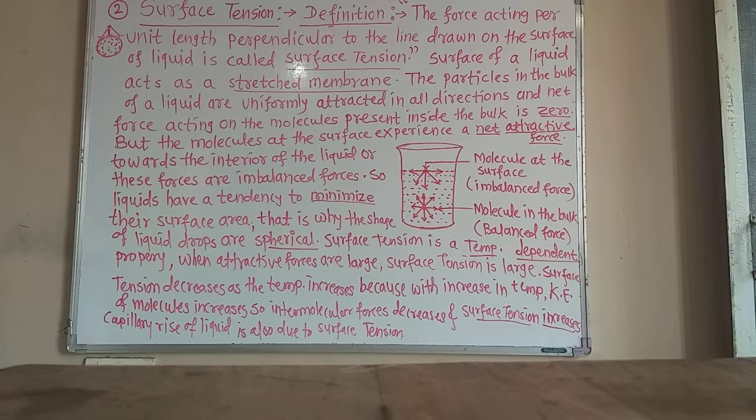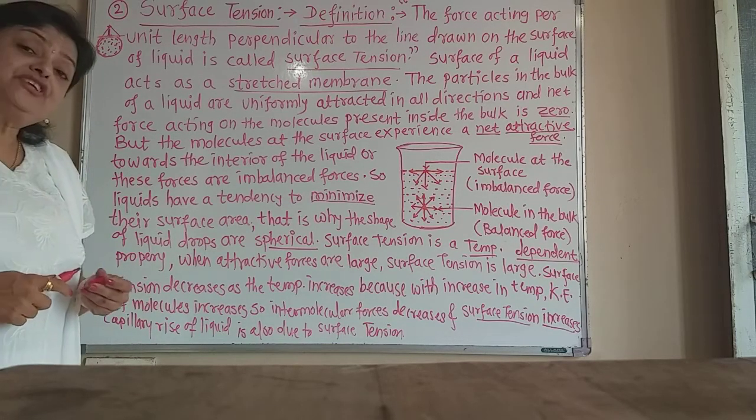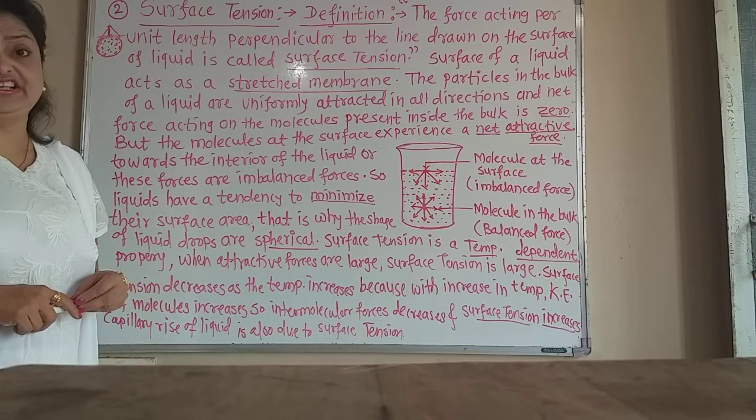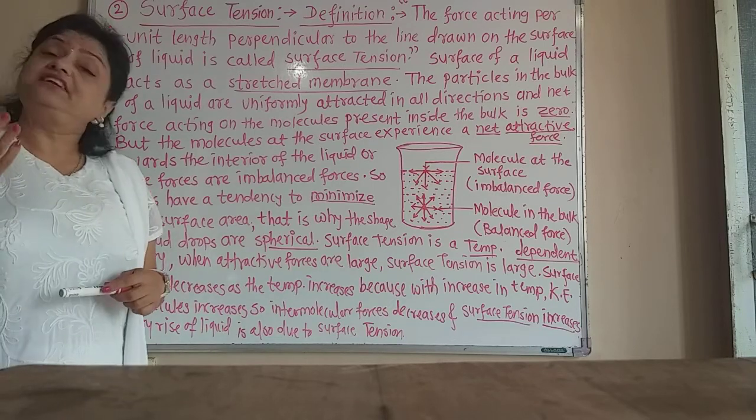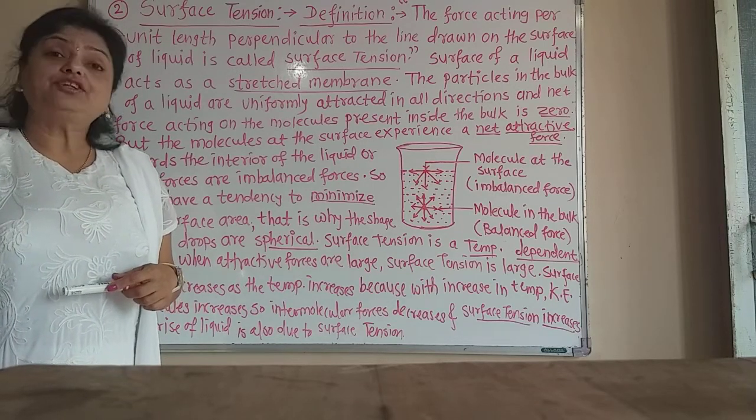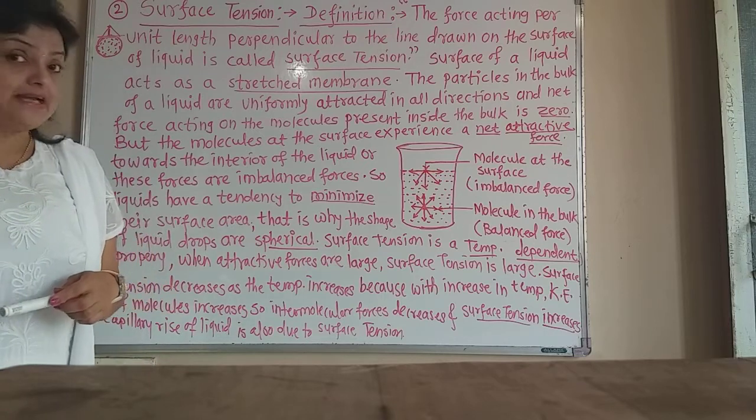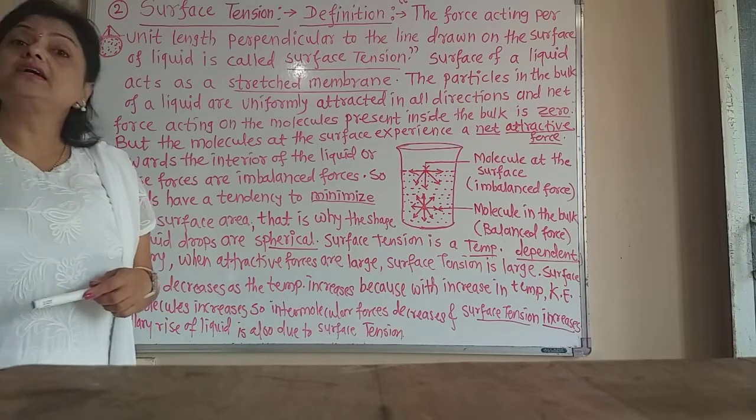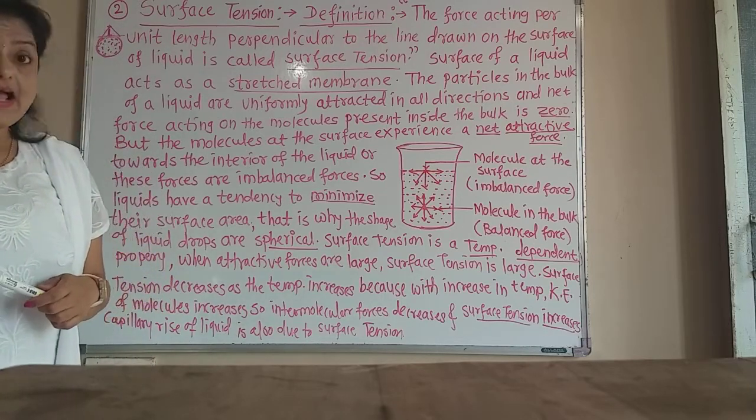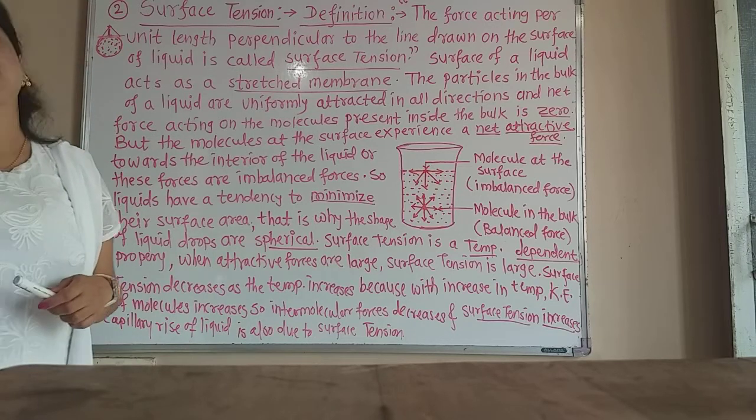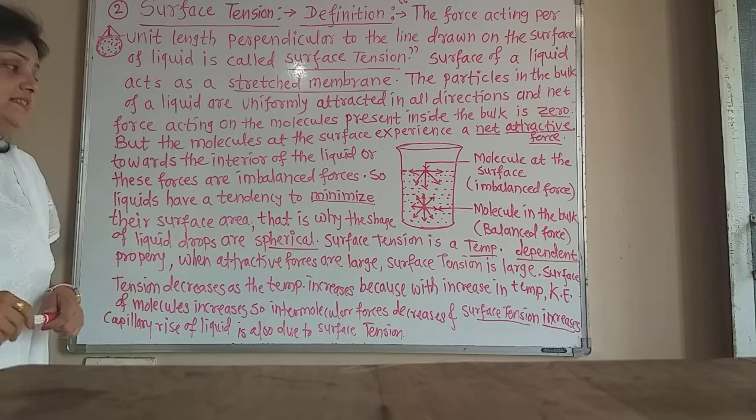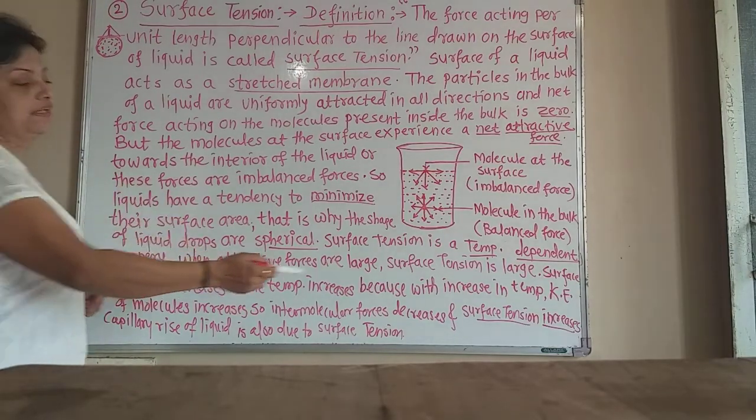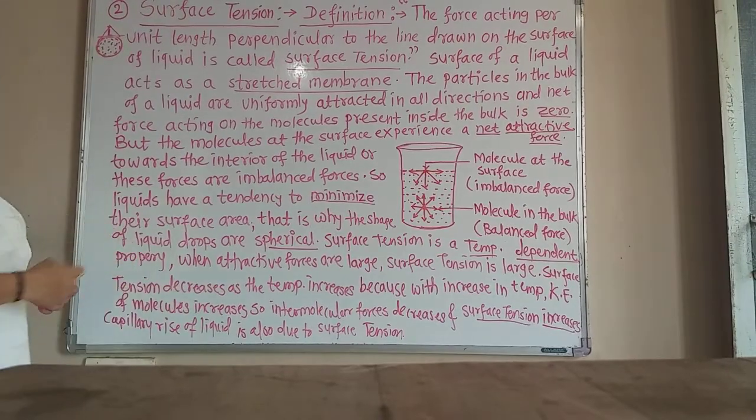And surface tension is a temperature dependent property. As temperature increases, surface tension decreases, because as temperature increases, kinetic energy also increases, and due to the kinetic energy, the molecules are separated, and therefore as the kinetic energy increases, surface tension decreases. Remember that. So surface tension is a temperature dependent property.